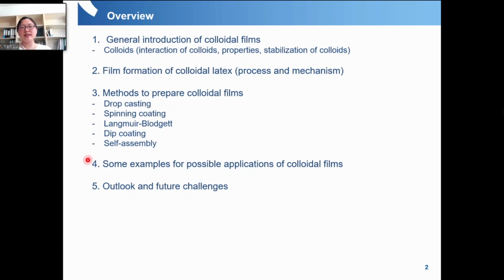And of course, I will also give you some examples: what we can do with these colloidal films and what kind of applications they can have now. In the end, I will give you a short summary, and the future challenges, or the further steps on this topic.